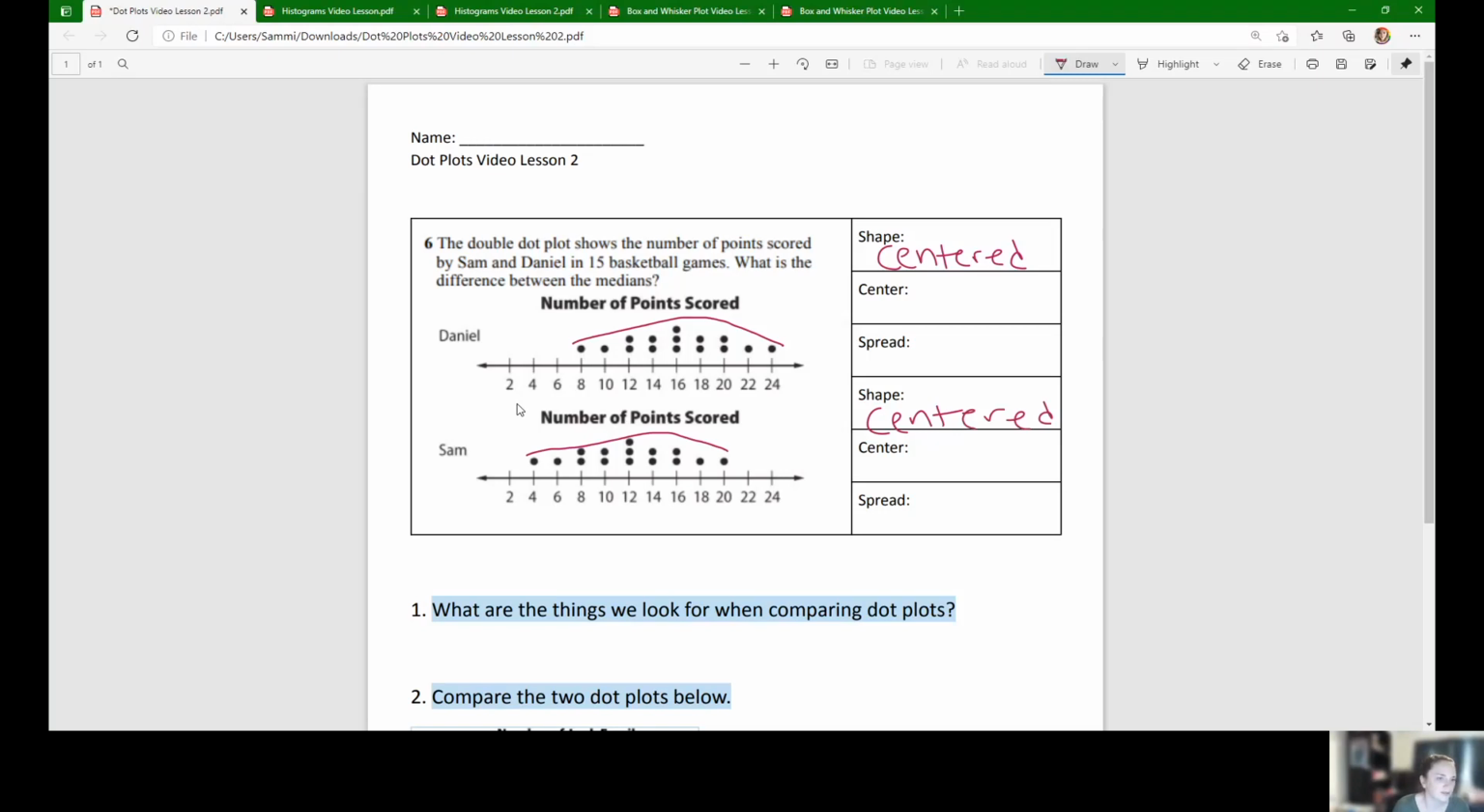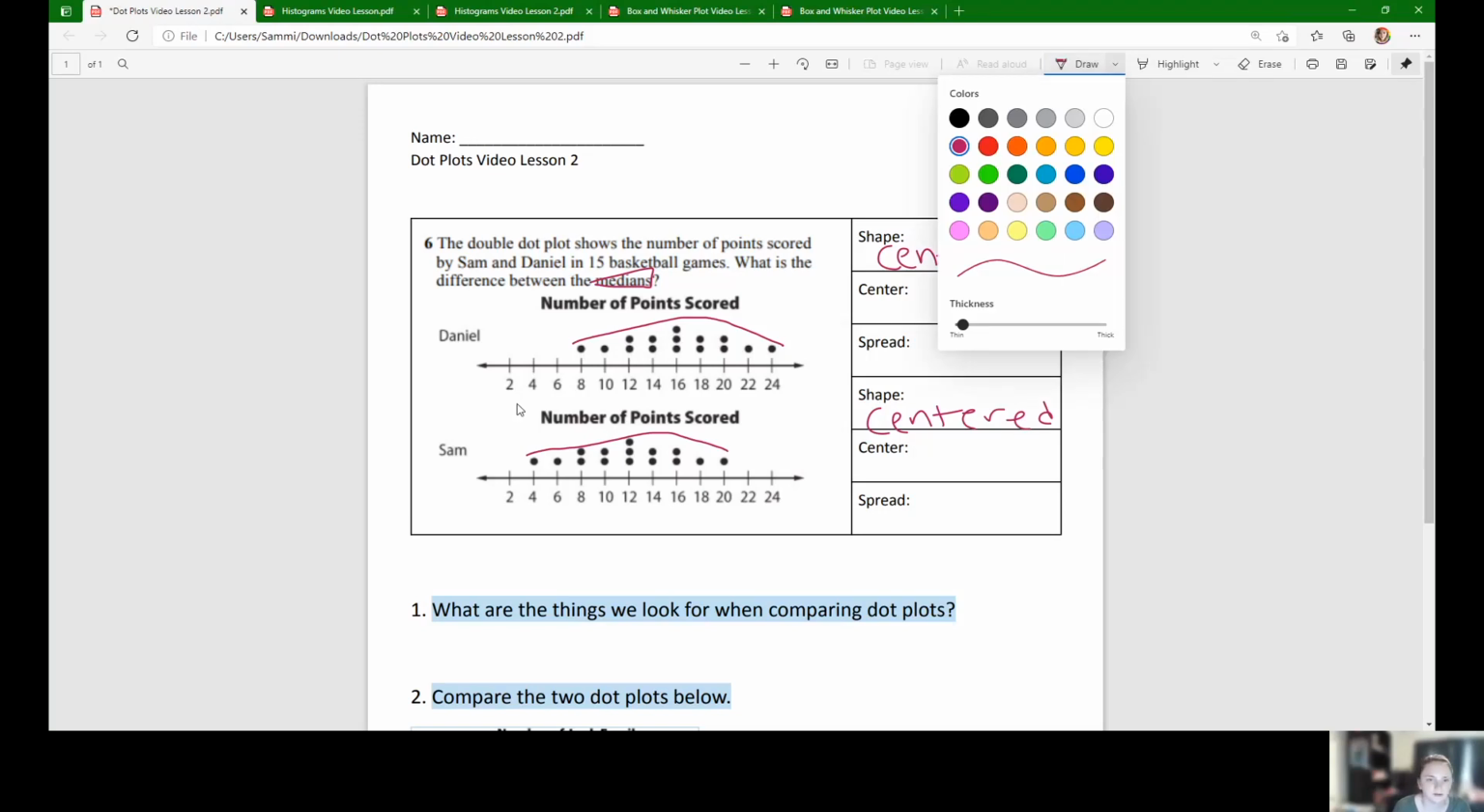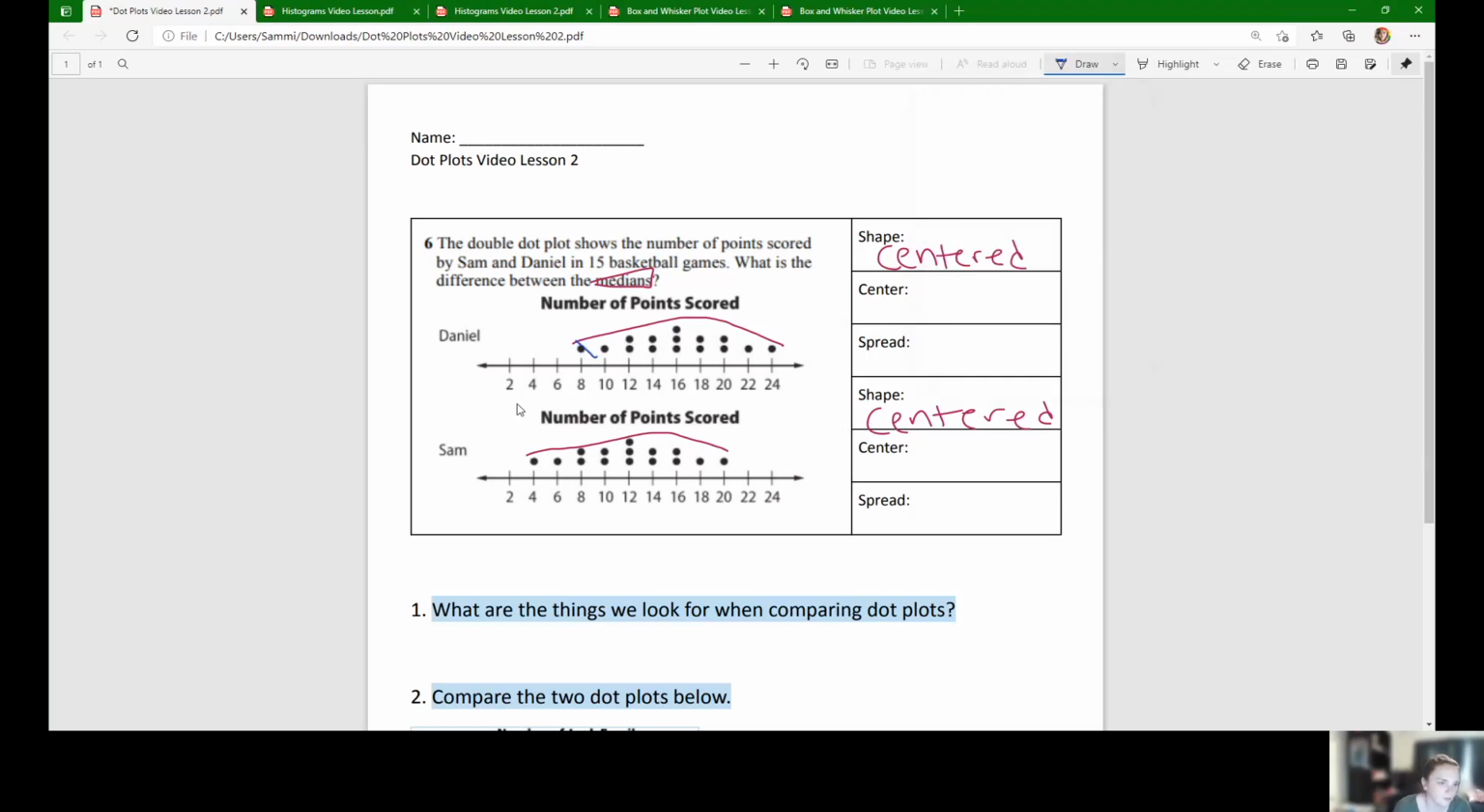Now they want to know about the medians to answer this problem, and that's actually how we find the center of the dot plot. So we can do median right on a dot plot. They're already in order, so we can just cross off dots back and forth until we find the middle one. So the middle here for Daniel, 16 points scored is his median.